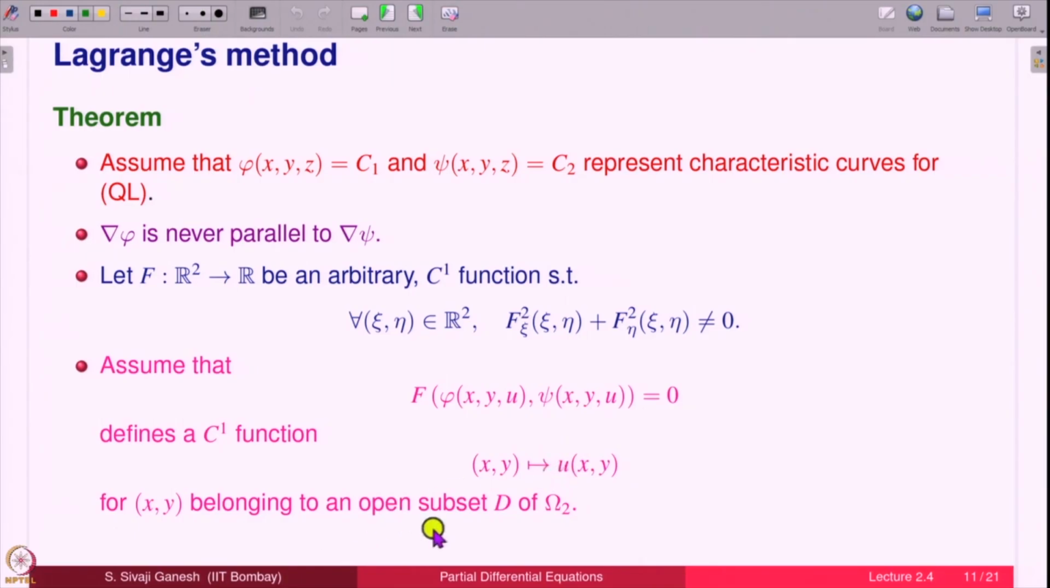So, for x y belonging to an open set, we demand that f of phi of x y u comma psi of x y u equal to 0 gives rise to a function u of x y. Okay, if f, phi, psi are C1, automatically u will become C1. That is whether you can always assert this is the implicit function theorem, but as far as this theorem is concerned, we assume that such a thing exists. Then u is a general solution of the quasi-linear PDE QL.